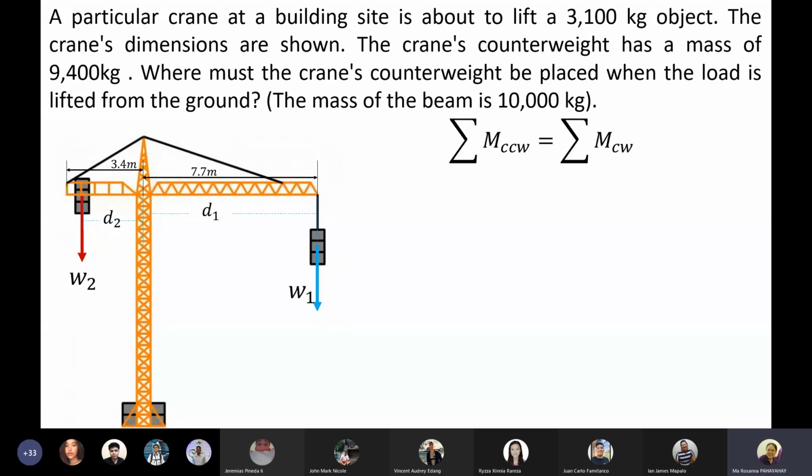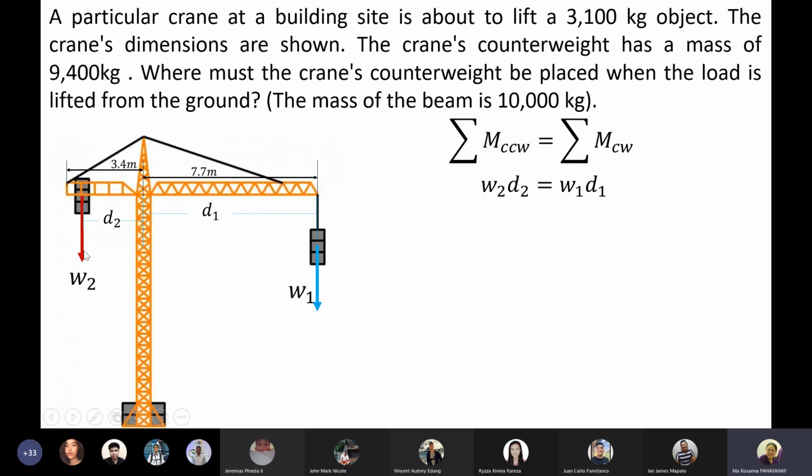Counterclockwise. Okay, good. Counterclockwise, while the weight 1 will make our system turn to clockwise direction. Hindi pwedeng pareho silang counterclockwise or else ang ating crane ay babagsak. Magte-turn yan. So, it should be yung isa clockwise, yung isa counterclockwise if we have two weights here. So si weight 2 ang counterclockwise times its moment arm, D2. And yung ililift nating weight, which is weight 1 times D1.